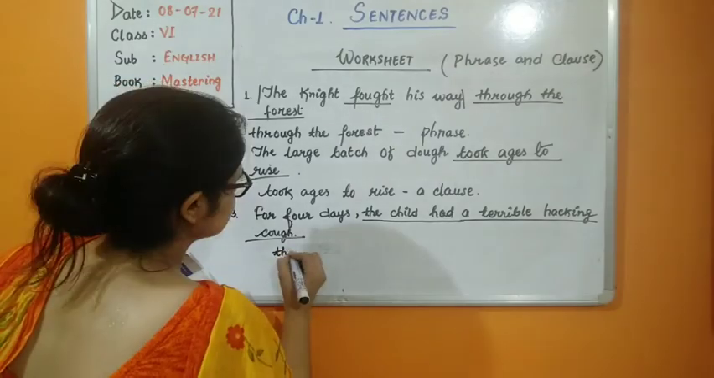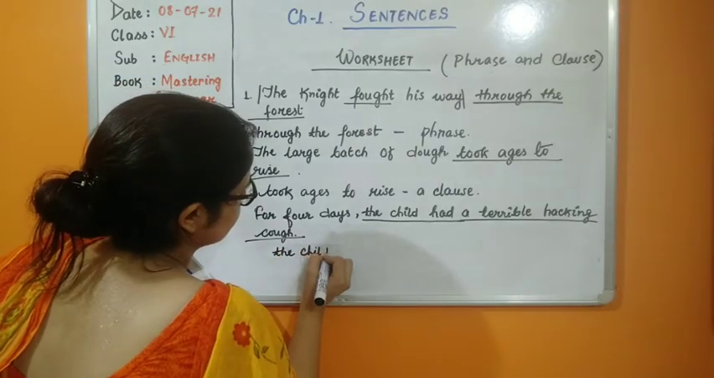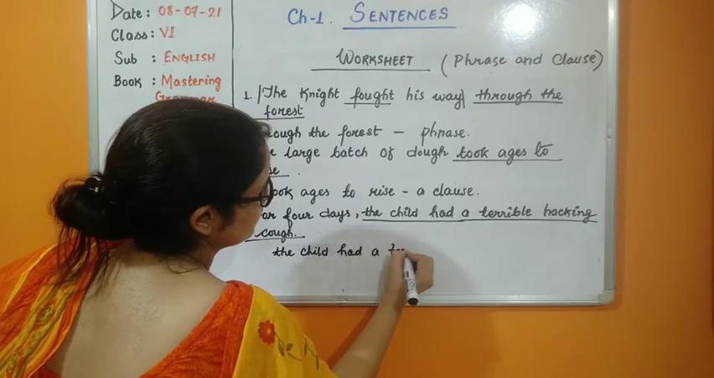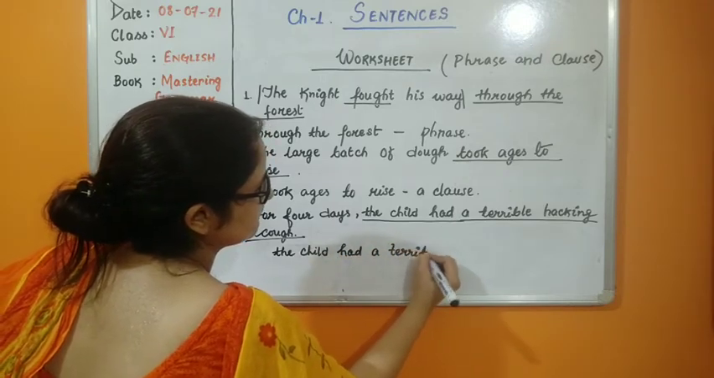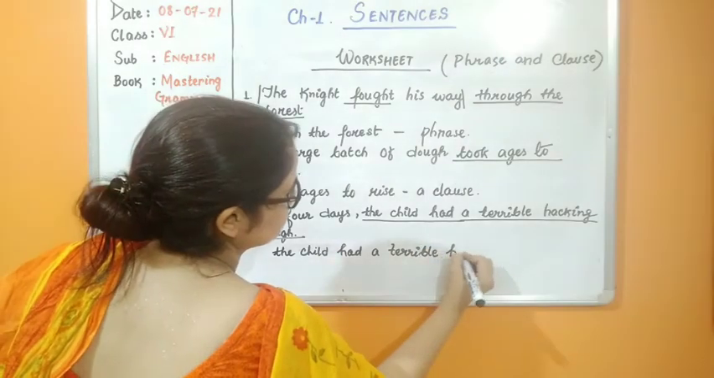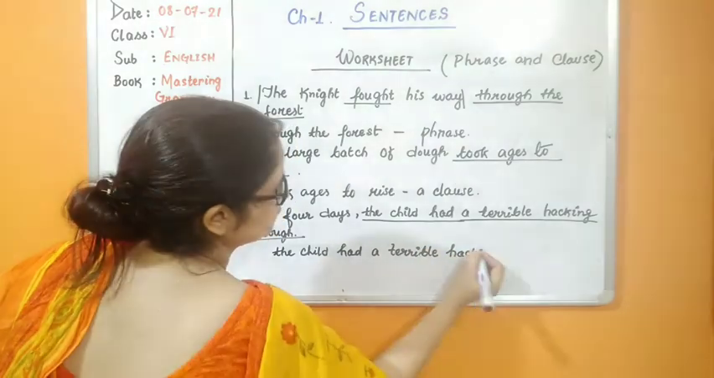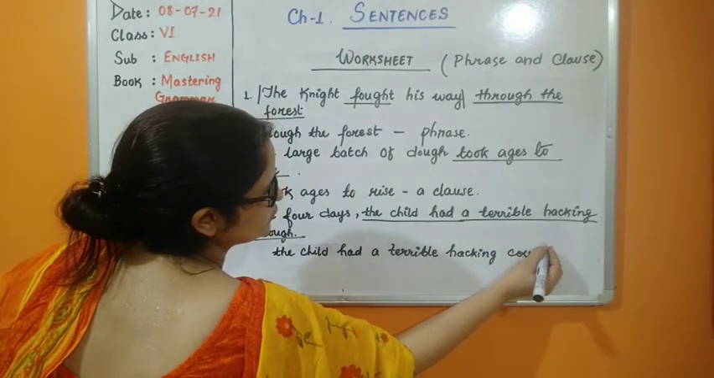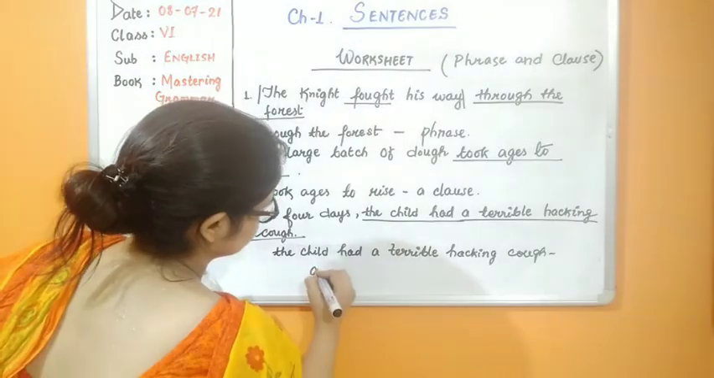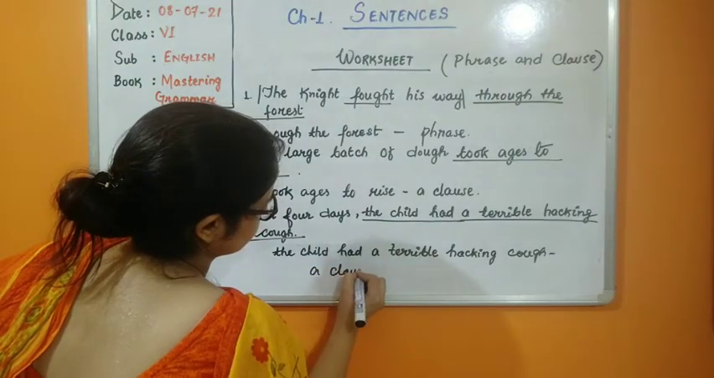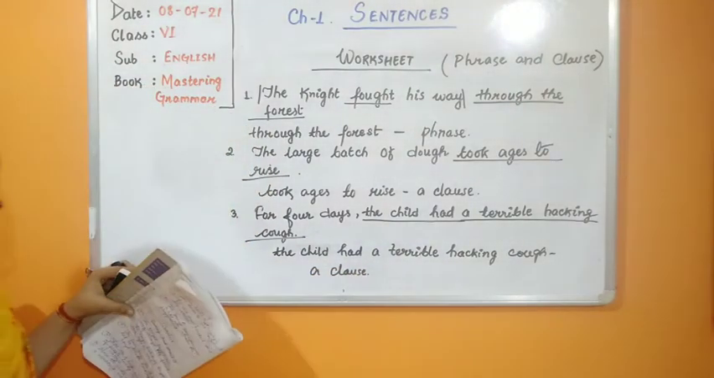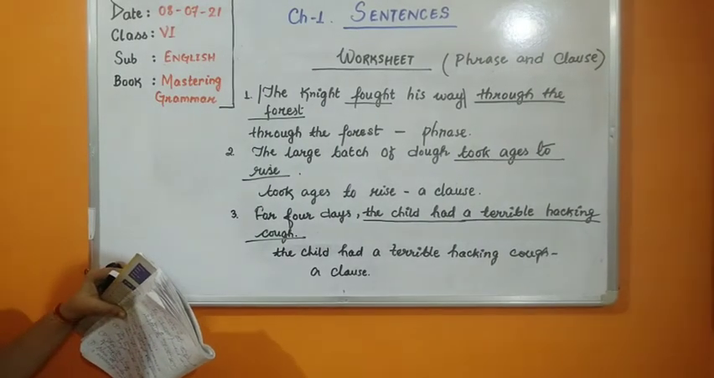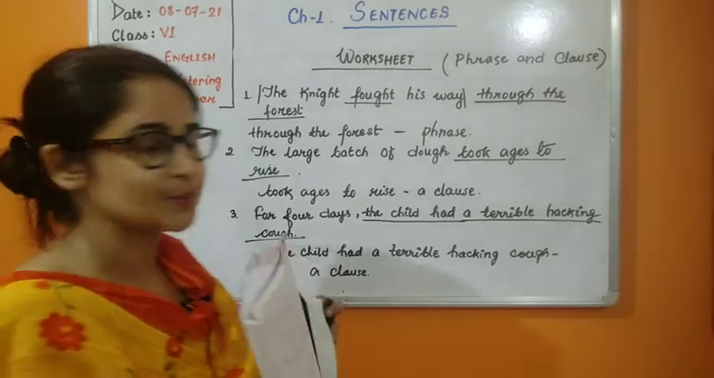So the child had a terrible hacking cough. So this children is going to be a clause. I hope these answers are clear to you. Now moving to the next one.